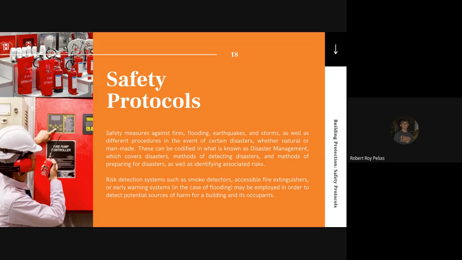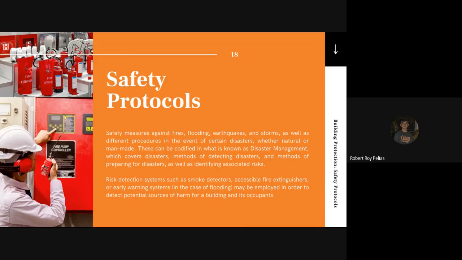Okay, for safety protocols, this is a broad and diverse topic since it concerns the situation during a disaster. So it may have many different safety measures against such things as fires, floods, earthquakes, and storms. So for safety protocols, it is what you will do in a certain disaster, or it is like disaster management, which covers disasters or detecting disasters.